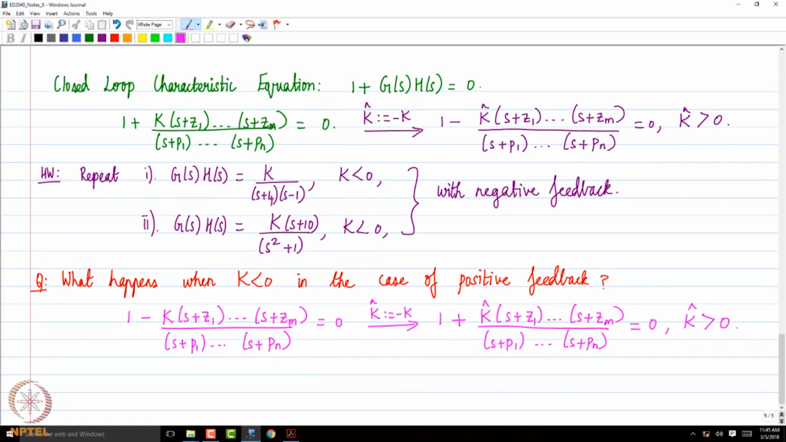So you repeat the steps with the odd multiple of pi condition that we learnt originally. Construct the root locus, find the values of k hat, then in order to get the values of K, multiply by minus 1. Okay, is it clear? Okay, so your homework is once again to repeat in this case.